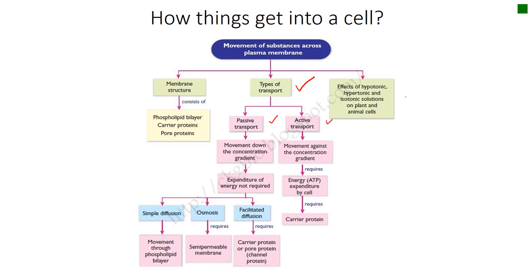The difference between passive transport and active transport is, for passive transport, the substance moves from high concentration to low concentration. However, for active transport, the substance moves from low concentration to high concentration, or it moves against the concentration gradient. For the one that moves from high to low concentration, no energy required.